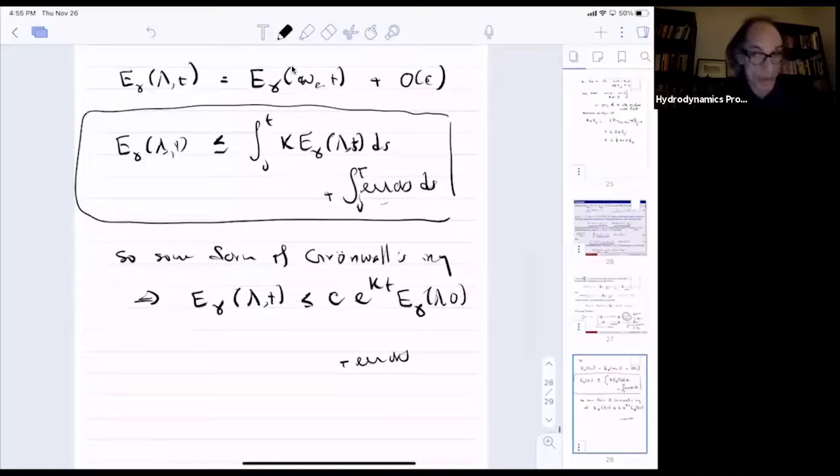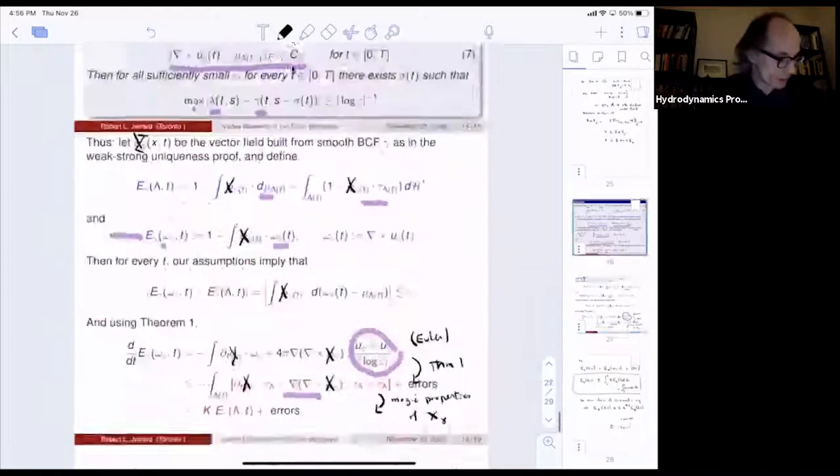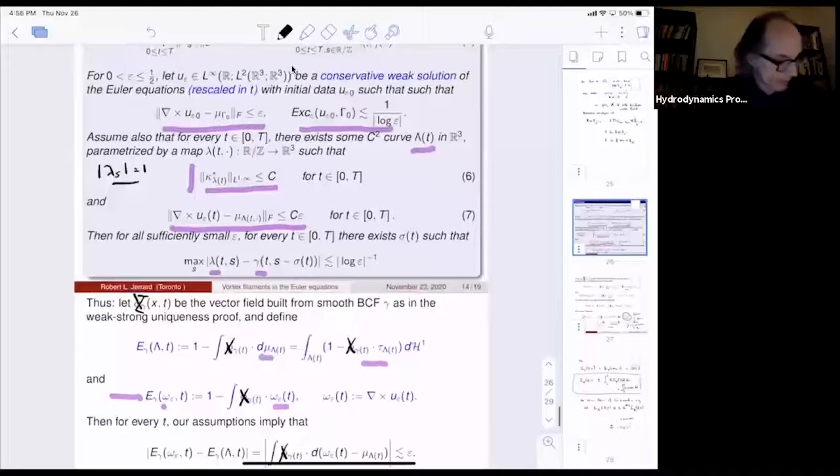I think the whole thing, if you keep track of the errors, ends up being of order log epsilon inverse. And I've written the dependence on things more carefully in the statement there. Okay, and so then finally, in this way we conclude that we get control over this quantity, which is a measure of the distance of the rough curve from the smooth curve.